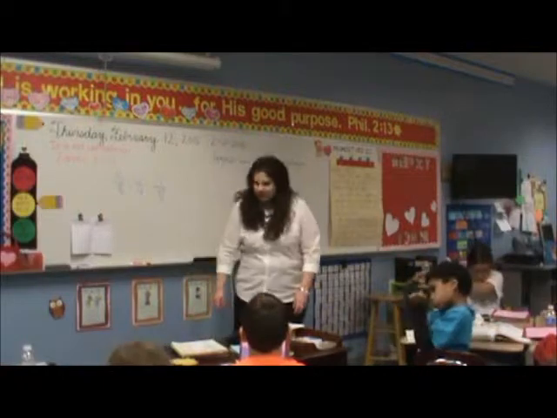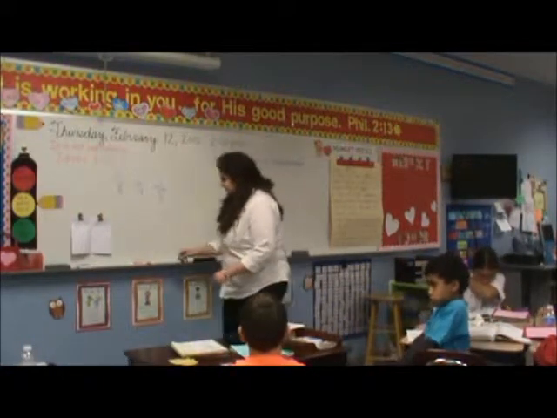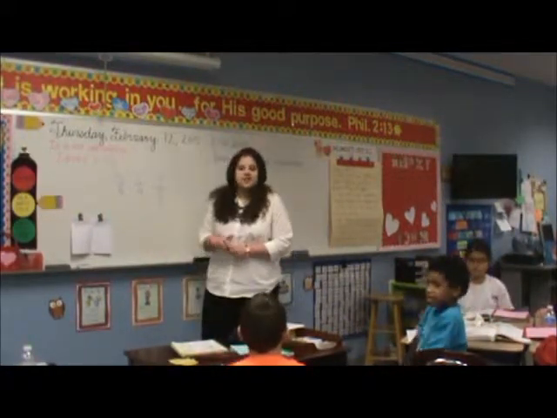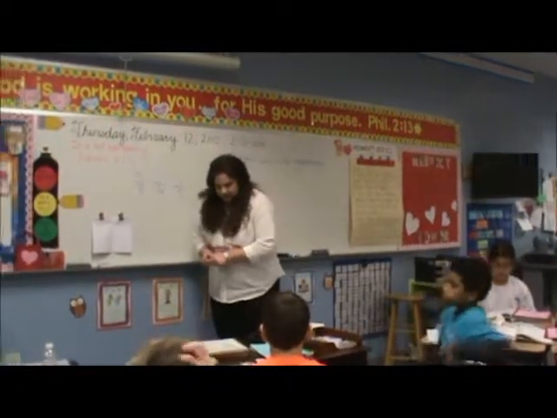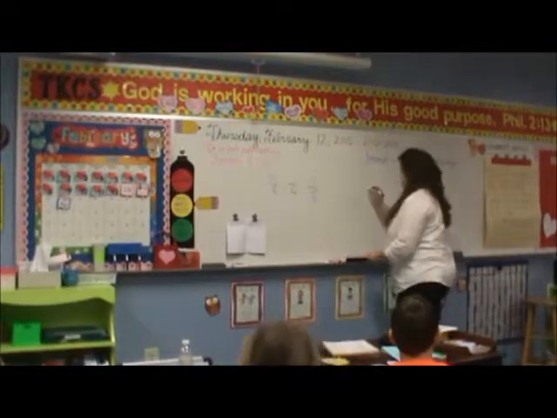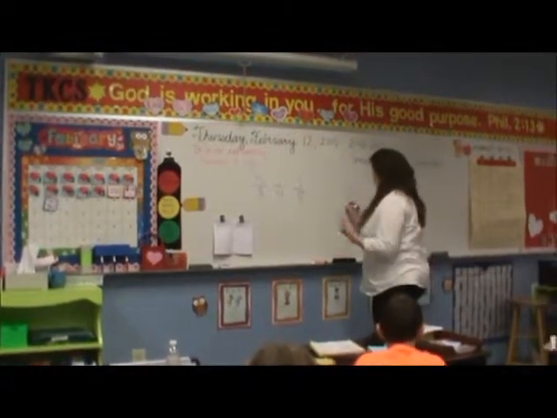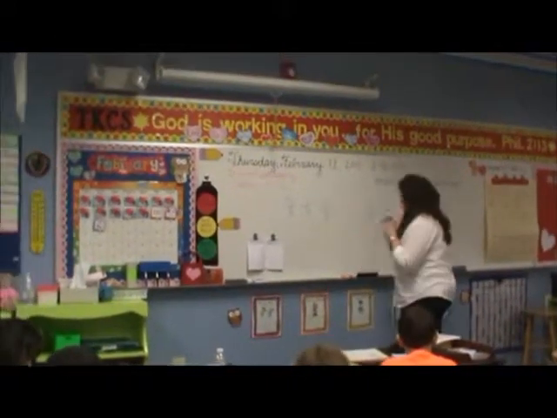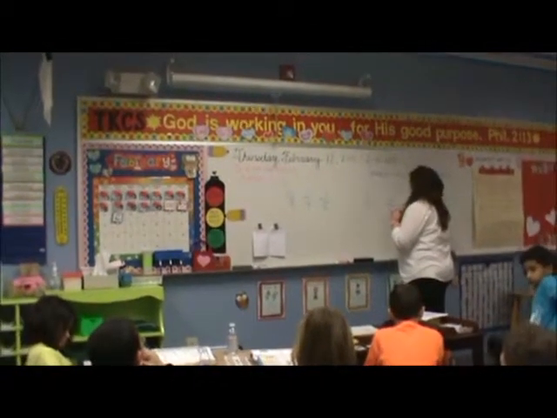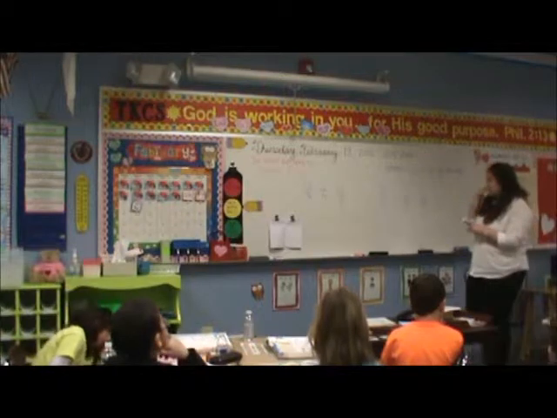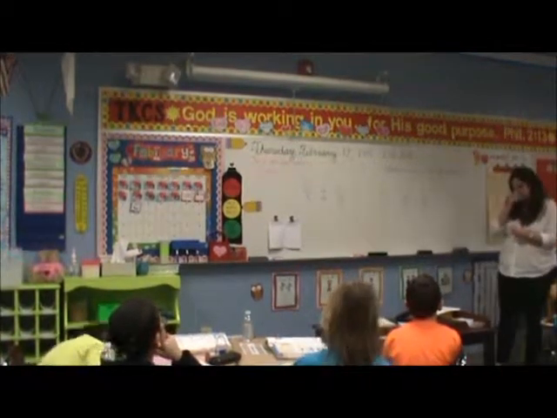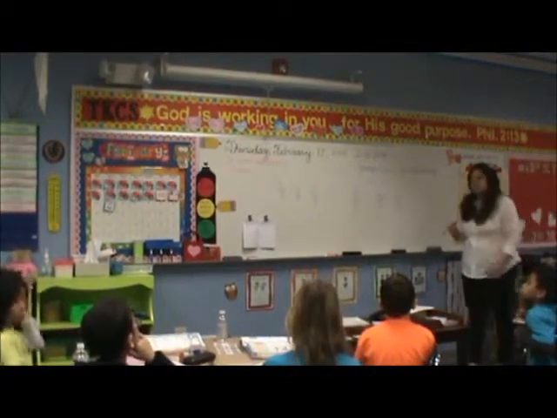Let's do number 7. Lucas, we're going to do number 7, and we're doing from greatest to least. So we've got to think of the greatest fraction to the least fraction. I have 3/5, 4/5, and 1/5. So Lucas, how would I order this from greatest to least?